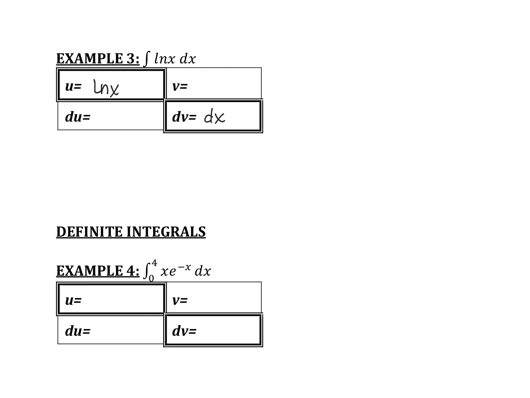Because I can take the derivative of the natural log, and I get 1 over x dx, and I can take the antiderivative of dx and just get x, or v equals x. And so then when I take the antiderivative of the natural log of x, we get x natural log of x minus the integral of x times 1 over x dx. Simplifying, we get x natural log of x minus the integral of dx.